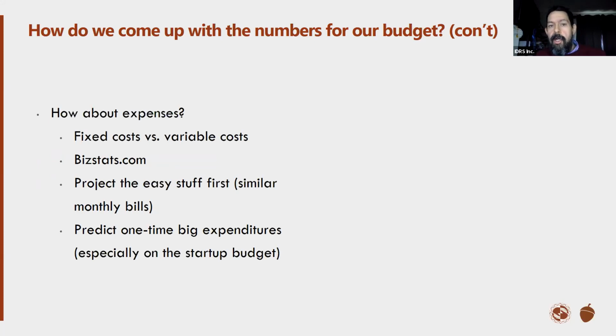So let's talk about what's going to go underneath. And you're going to see this. It's a little hard because we're having you visualize right now, but you're going to actually see these reports in just a few minutes, and how this all kind of lines out. So how about expenses? Fixed costs versus variable costs.